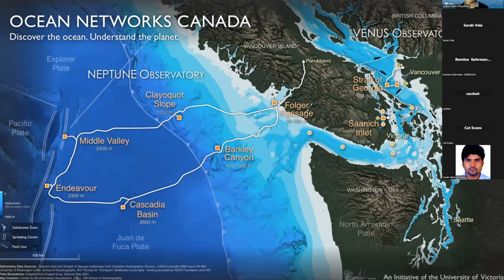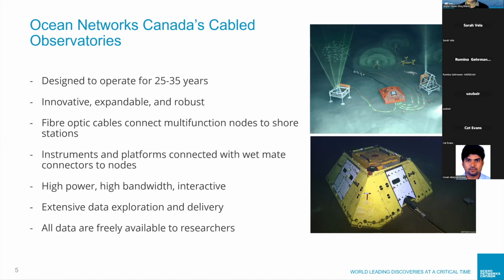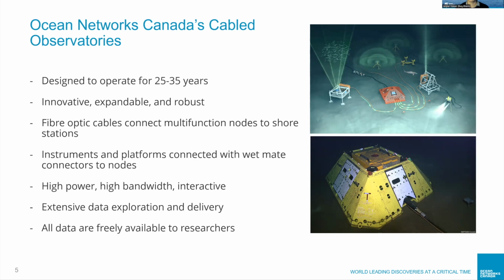So Ocean Networks Canada has been around for over 10 years now, and initially it was two different cabled underwater observatories. The Neptune Observatory is about 800 kilometers of fiber optic cable stretching from the west coast of Vancouver Island to the spreading ridge of the Juan de Fuca Plate. And the Venus Observatory is a shorter loop of fiber optic cable coming out of Vancouver. And both of these observatories have, at the square boxes that you see, nodes that instruments can be connected to of all kinds. So it was designed to operate for 25 to 35 years.